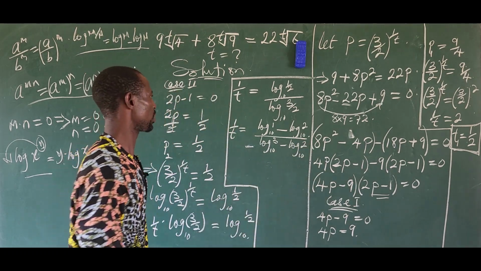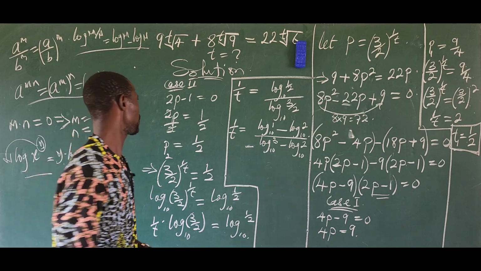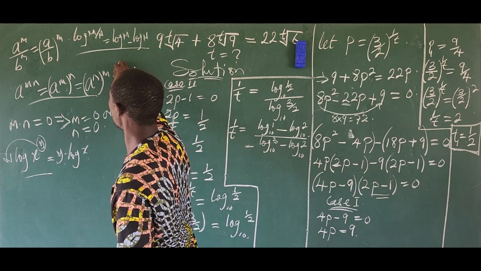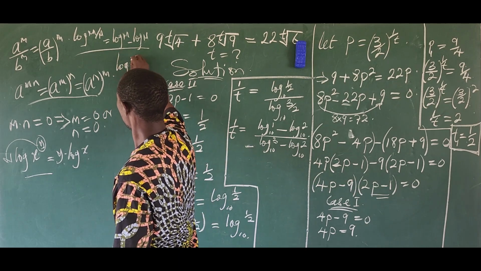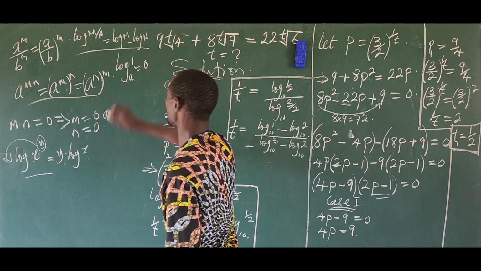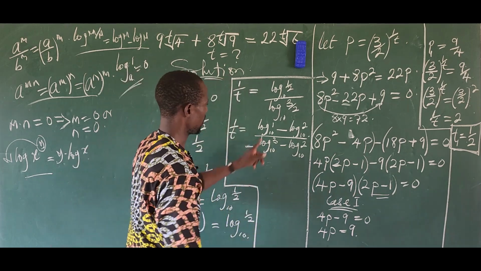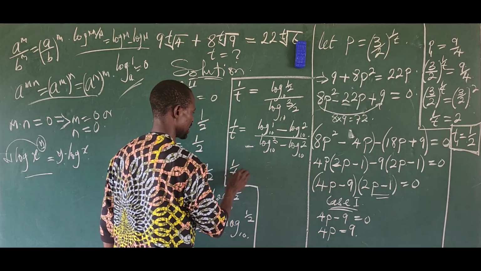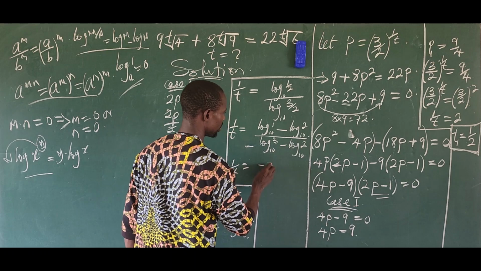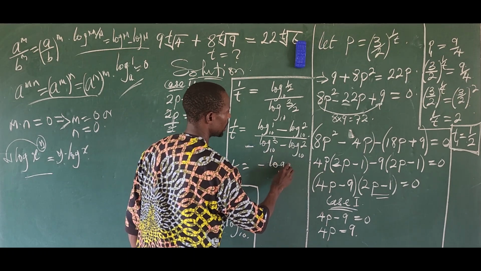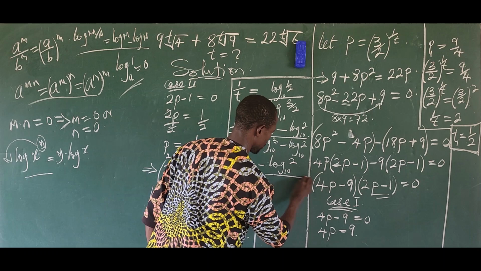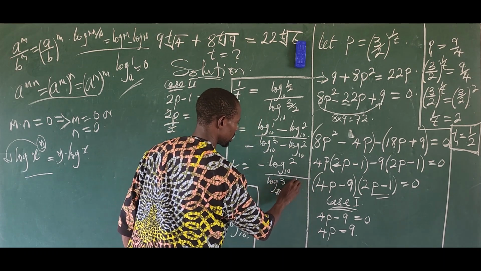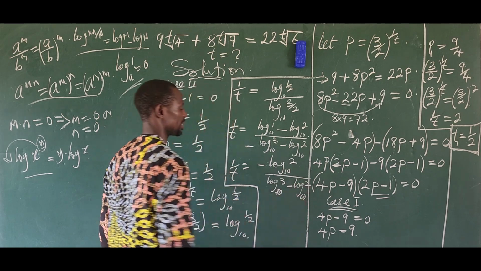But we all know that log 1 base 10 is equal to what? 0. Yes, it is equal to 0. This is the law which says that log 1 base a is equal to 0. If we apply this law, this gives us 0. So we end up having 1 over t equal to minus log 2 base 10, all over log 3 base 10 minus log 2 base 10.